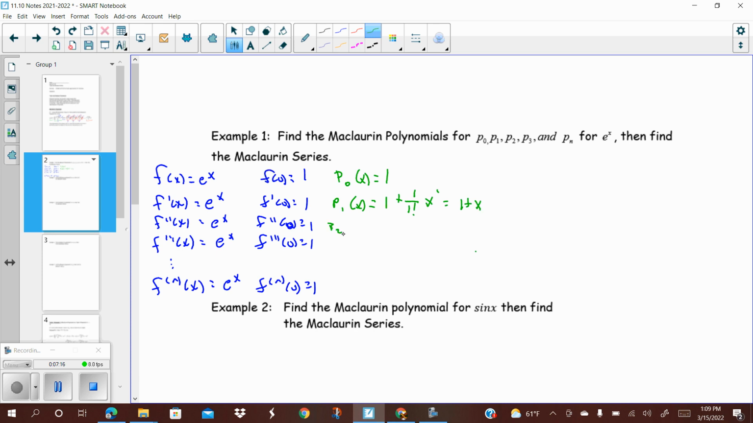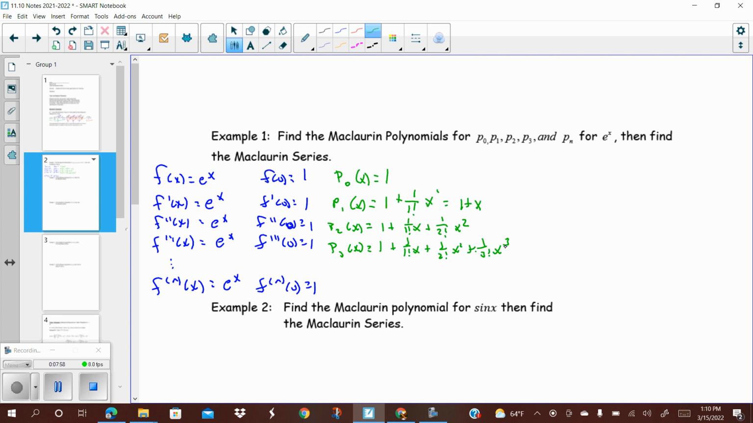Okay, a polynomial sub 2 of x means it's the first two terms, so 1 plus, and I am going to write these all out, 1 over 1 factorial x to the first, plus, again, now it's the second derivative, which is also 1. Now it's over 2 factorial because we're on the second derivative, x squared. Polynomial sub 3 will be 1 plus 1 over 1 factorial x to the first plus 1 over 2 factorial x squared plus 1 over 3 factorial x cubed.